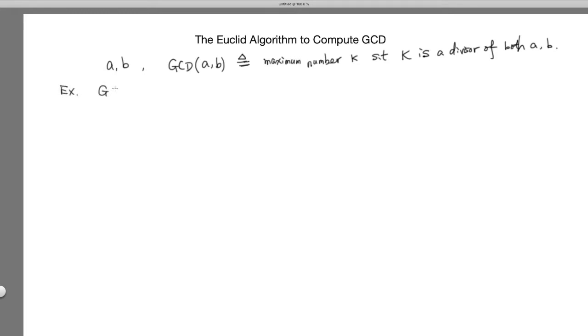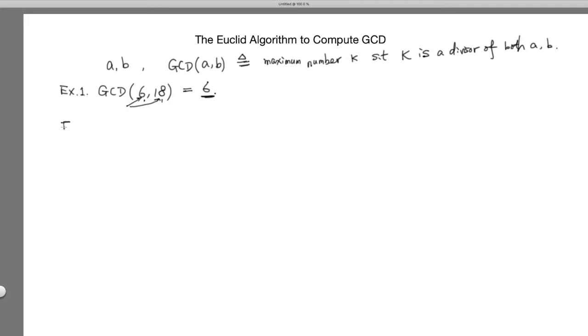What's GCD of 6 and 18? Now we know that 3 is a divisor of 6, 3 is a divisor of 18. So 3 is a common divisor, but it's not the largest. The largest is 6, because 6 is a divisor of 6. 6 is also a divisor of 18. And you cannot have any number bigger than 6, because any number bigger than 6 cannot be a divisor of 6. So GCD of 6 and 18 is 6. That is the largest common divisor of 6 and 18, and that's why it's known as the greatest common divisor of 6 and 18.